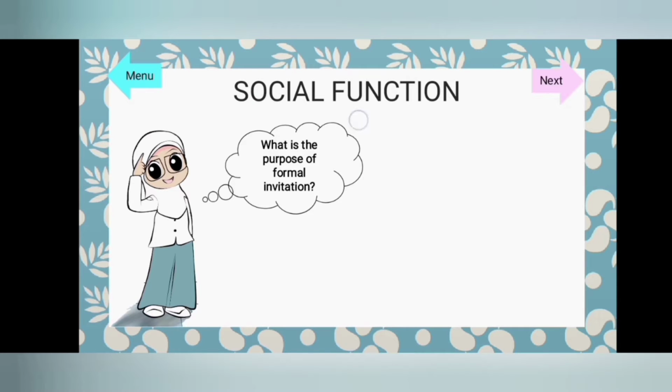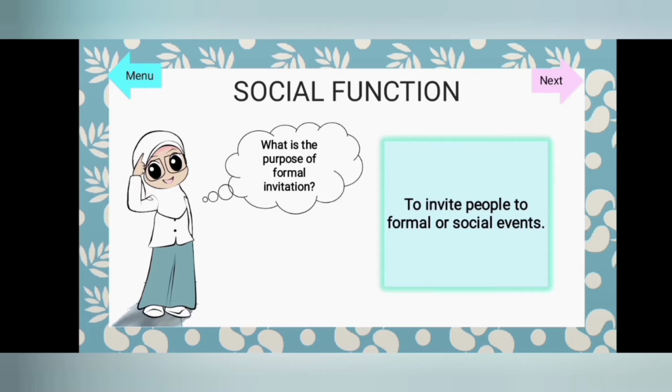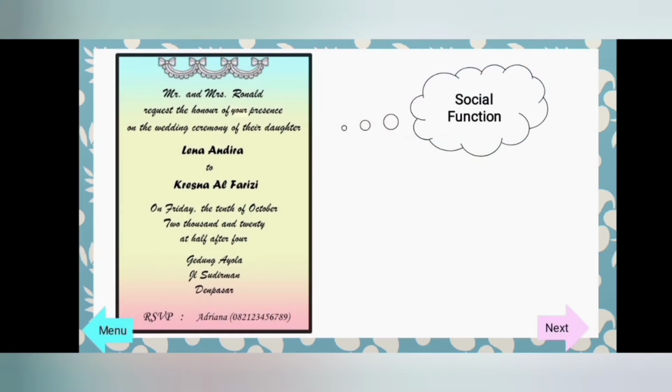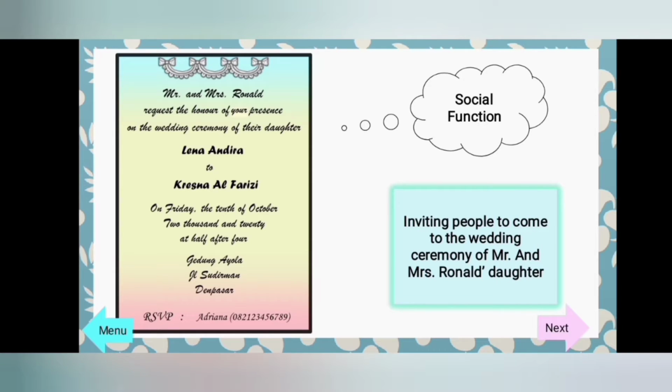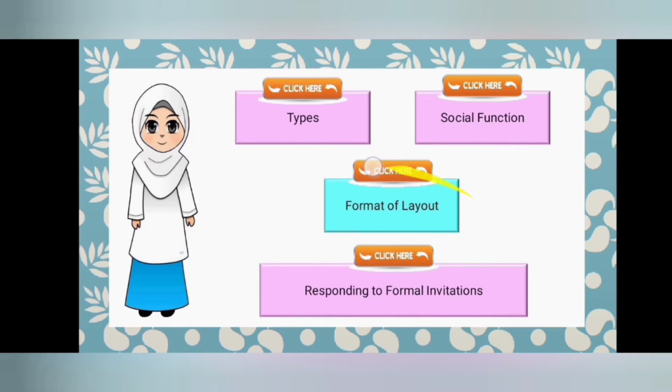Now, what is the purpose of formal invitation? Anyone knows? The function of formal invitation is to invite people to formal or social events. It can be wedding ceremony, a graduation ceremony, a birthday party, a dinner, etc. So then, let's try to identify the social function of this invitation. Okay, what is the function here? Now take a look here. On the wedding ceremony, so the function is to invite people to come to the wedding ceremony of Mr. and Mrs. Ronald's daughter. Okay, got it? Great. Now, let's move on to the next point.